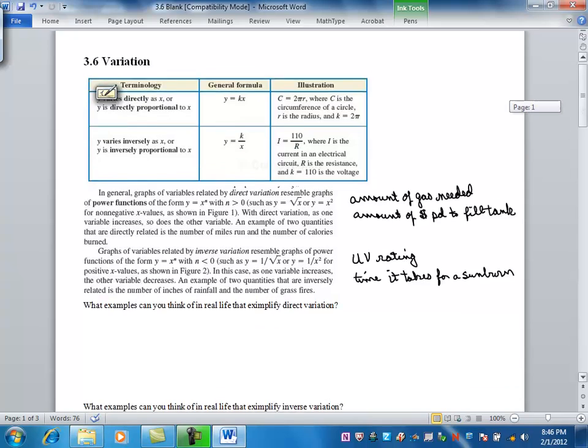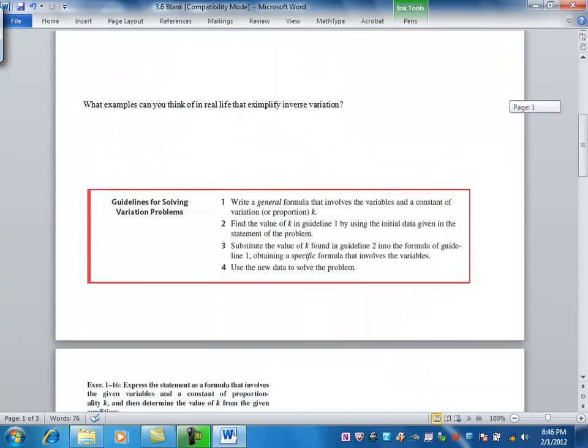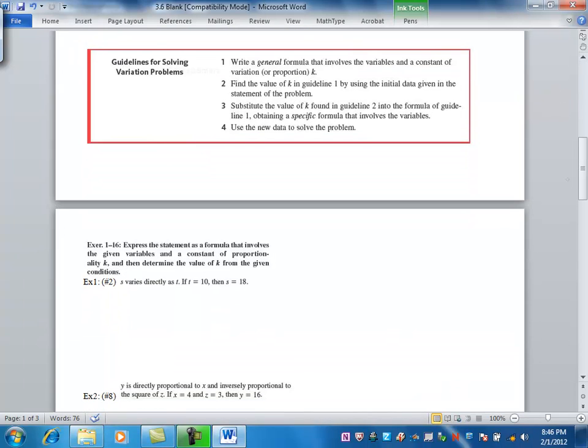And so there are all sorts of examples of direct and inverse variation, and certainly we may have a discussion on those in class if you want. Be thinking about different examples that you may be familiar with.